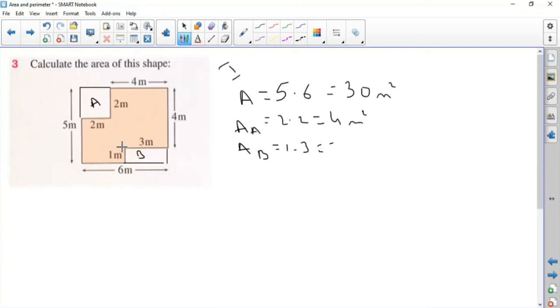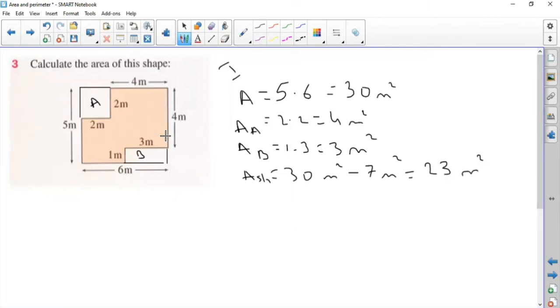Okay, so the area that we want, the shaded area, will be 30 minus 4 plus 3, minus 7, which is 23 meters squared. Okay, they are not needed. They are out.